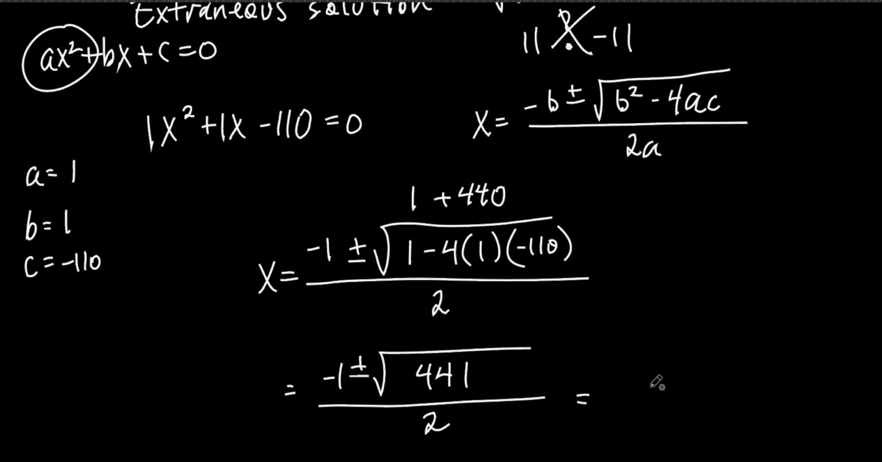So let's do this. You've got negative 1 plus or minus square root. Anybody know the square root of 441? It's 21. I did it in my calculator because I wasn't sure. I thought it was, but I wasn't 100% sure.